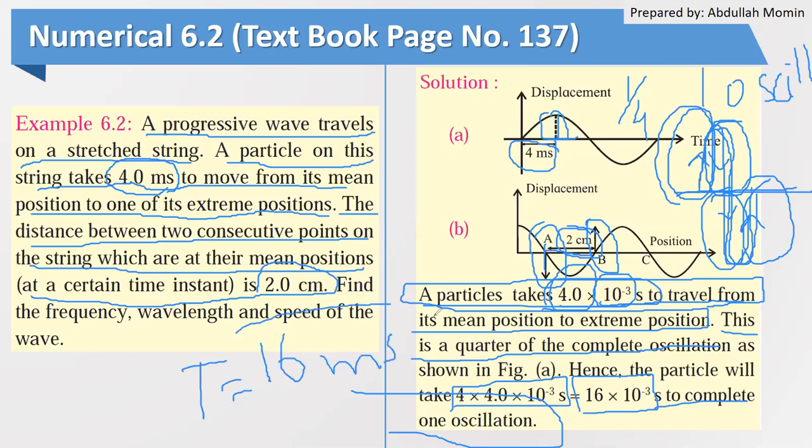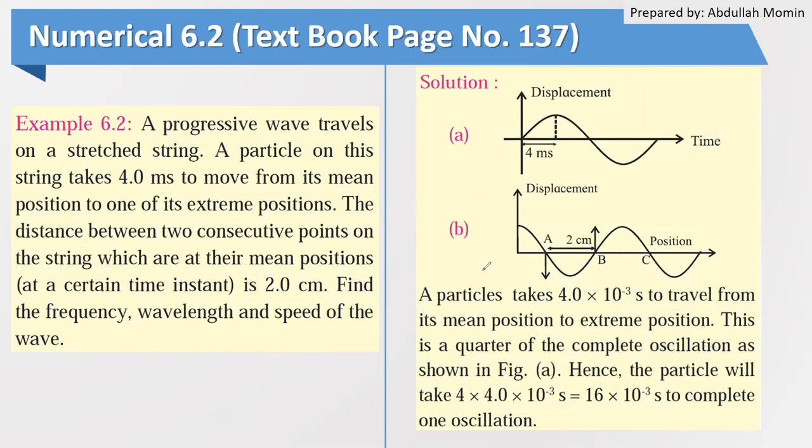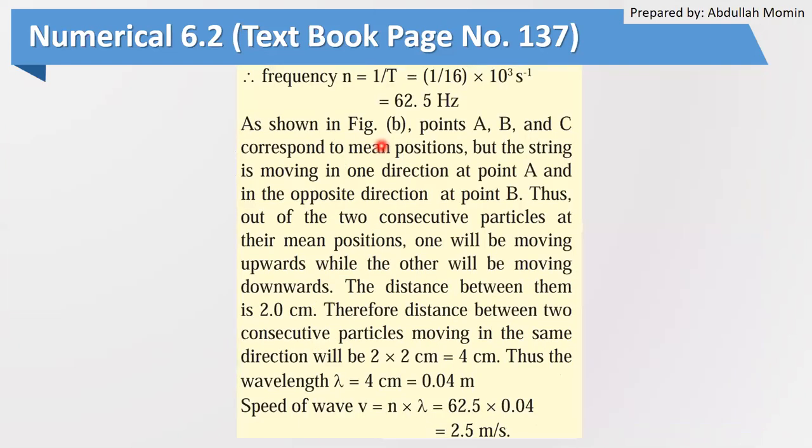The time taken by the particle to complete one oscillation is 16 millisecond. Now we have calculated the time period. Now what is the relation between the time period and frequency? We all know that the reciprocal of time period is frequency. So the reciprocal of the time period gives the frequency: 1/16 millisecond, meaning 10⁻³ comes up as 10³, and when we multiply 1/16 by 10³ we get the final result, 62.5 hertz.